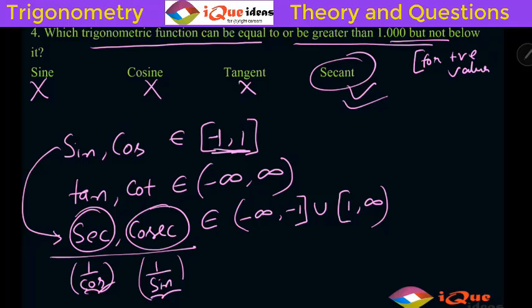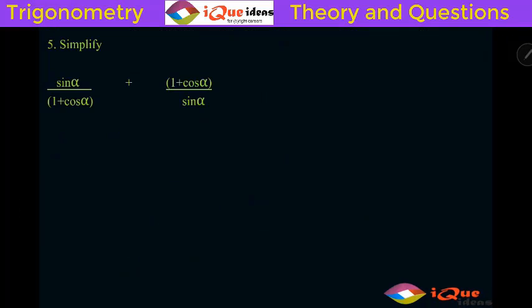Alright, so just for positive values it has to be above 1. So in that case only secant or cosecant could have been the answer. Okay, now let's go to the next question. Now this question says simplify this expression.